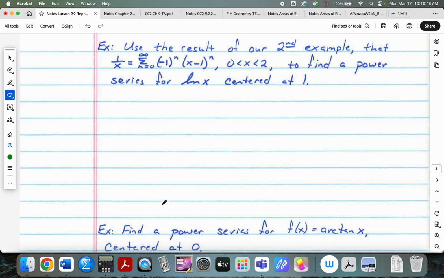All right. So from our second example, we had that 1 over x is equal to the summation as n goes from 0 to infinity of negative 1 to the nth times x minus 1 to the nth on the interval from 0 to 2, exclusive of both endpoints. They want us to use that to find a power series for natural log of x, also centered at 1. Like, okay, well, how is natural log of x related to 1 over x?